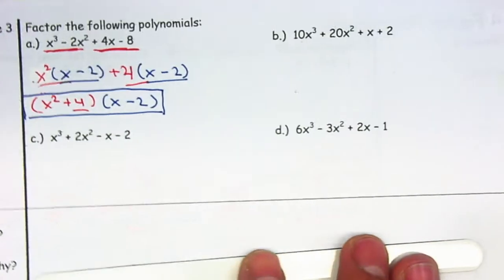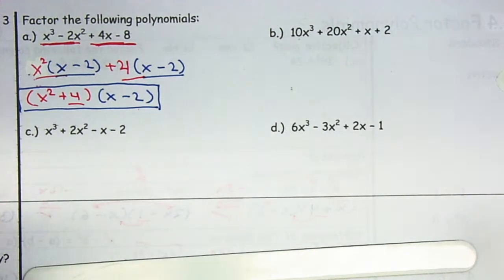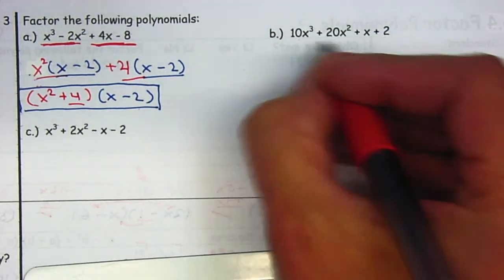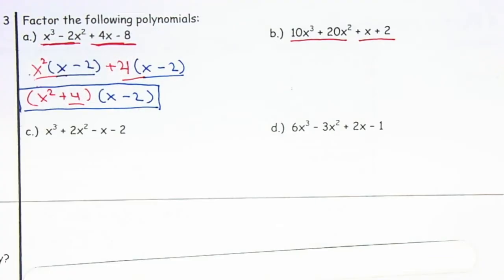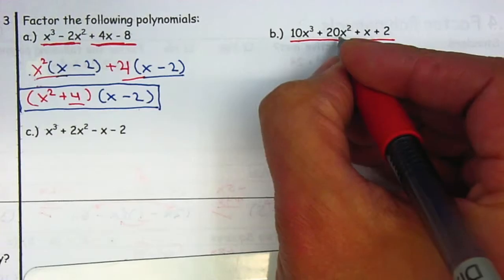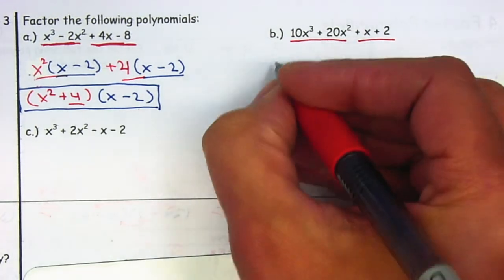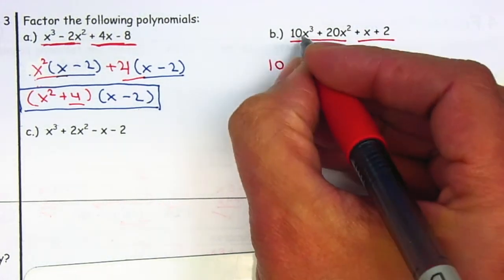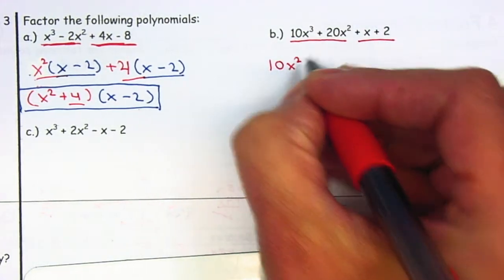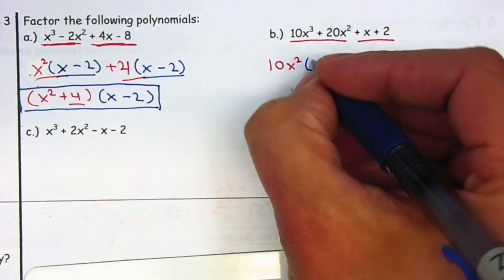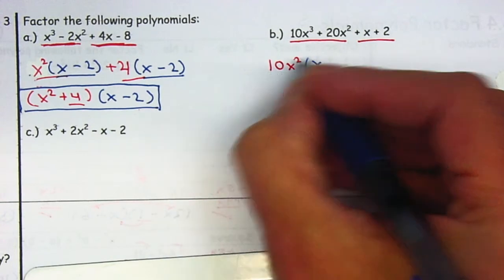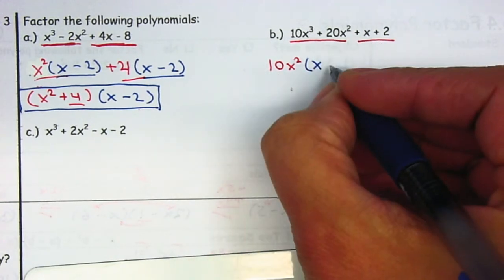Let's go to letter B. There are 4 terms, so we're going to factor by grouping. We're going to group 2 at a time. So what number divides 10 and 20? What can I take out from both of them? 10. I can also take out x squared. What do I need to multiply 10x squared to get 10x cubed? X. 10x squared times what is 20x squared?